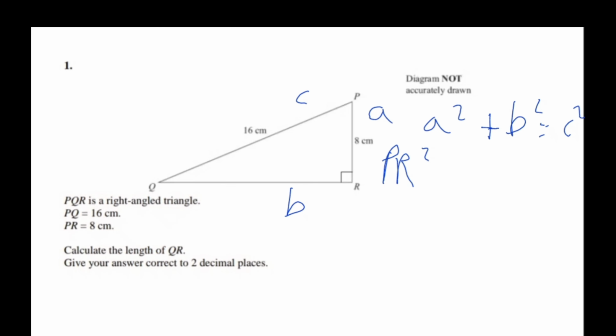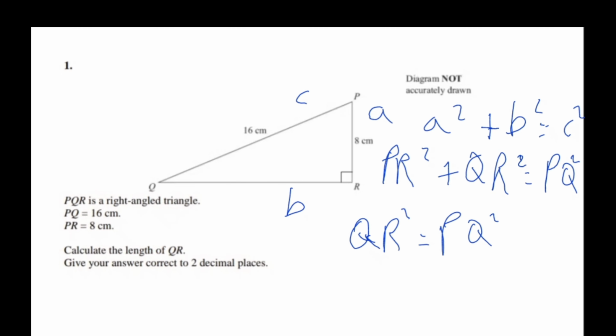Now we've been given the sides PQ, PR, and QR, and they're asking us to find QR. So let's substitute these into Pythagoras' theorem. We'll have PR squared plus QR squared equals PQ squared. We simply replace the letters with the actual numerals used in this question. Let's rearrange this equation in terms of QR squared, since that's what we're solving for. We'll have QR squared equals PQ squared minus PR squared.